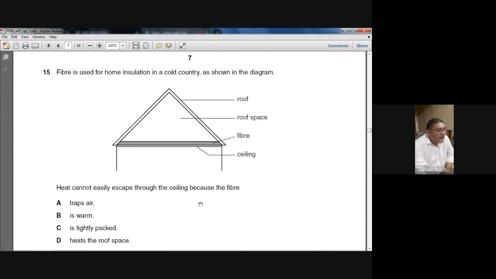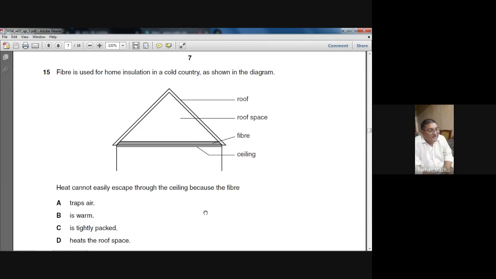On your screen, we have question number 15, winter 2002 paper. Fiber is used for home insulation in a cold country, as shown in the diagram. Heat cannot easily escape through the ceiling because the fiber has air trapped in it. In its structure, we have bubbles of air. Due to that air, conduction and convection cannot take place through the fiber. So, it traps air.